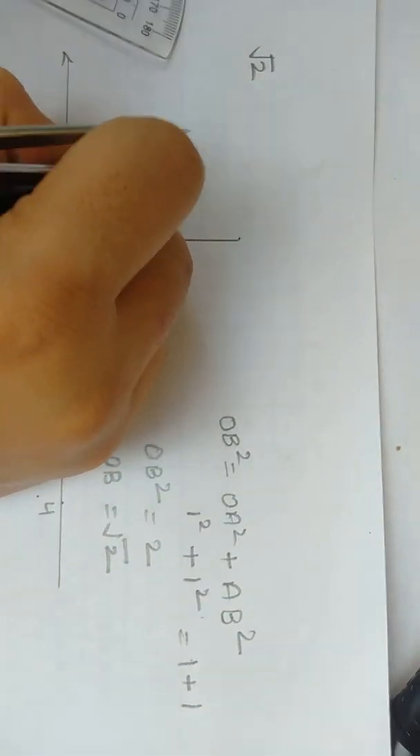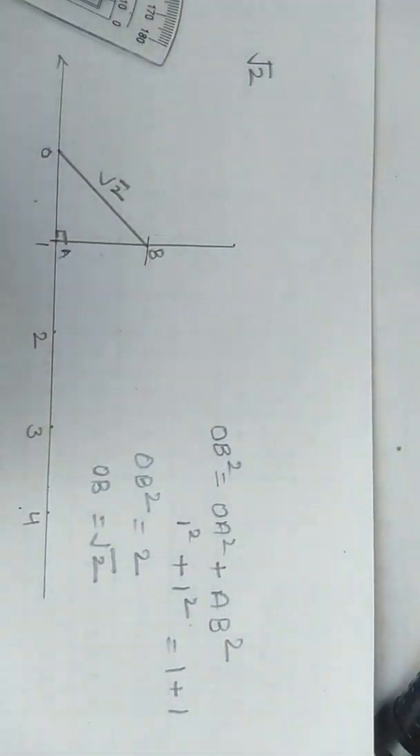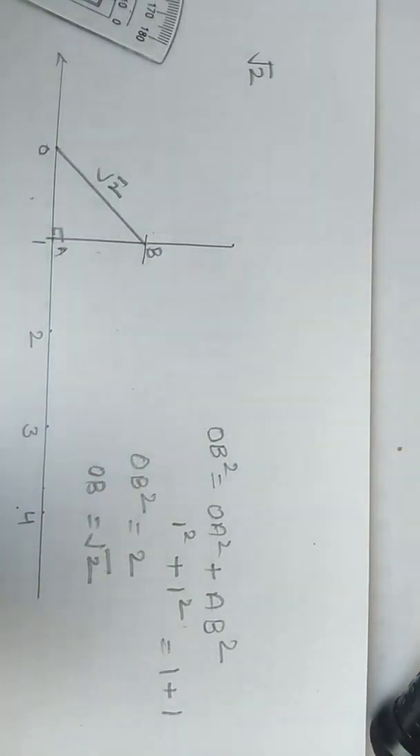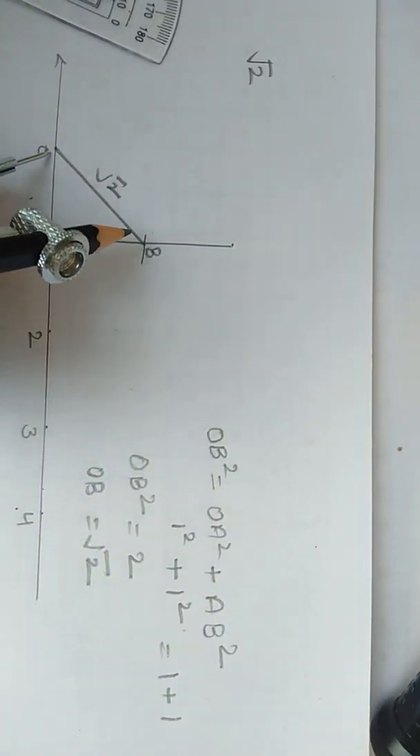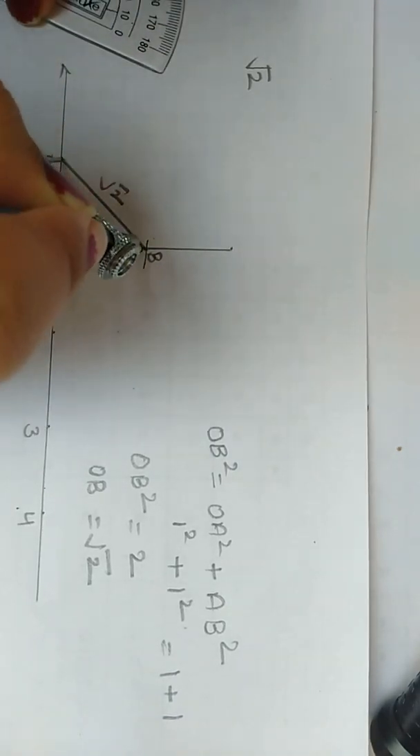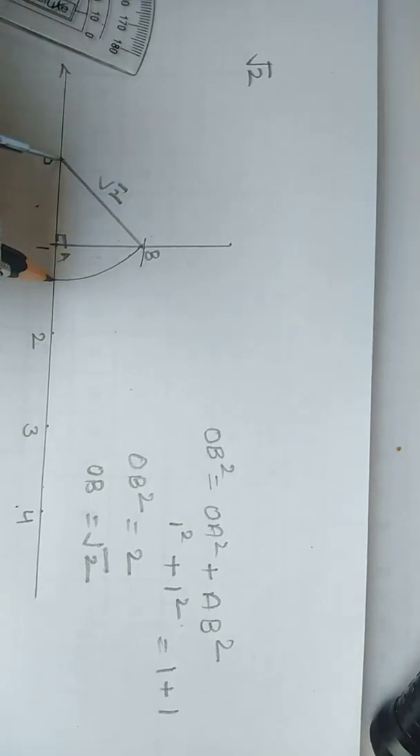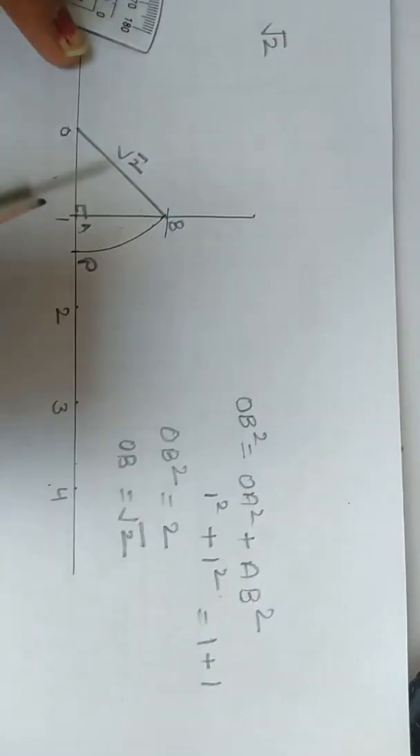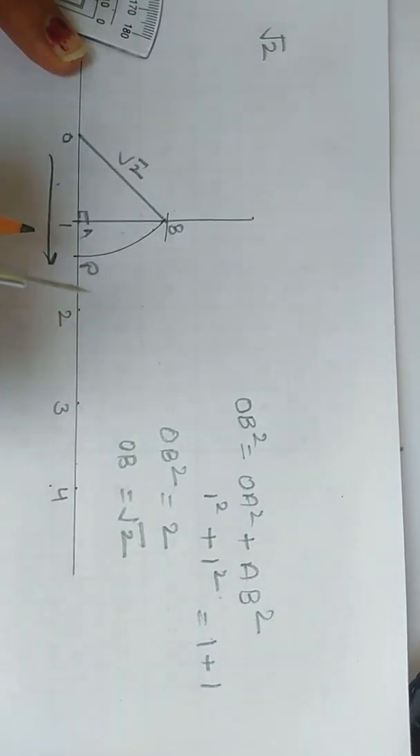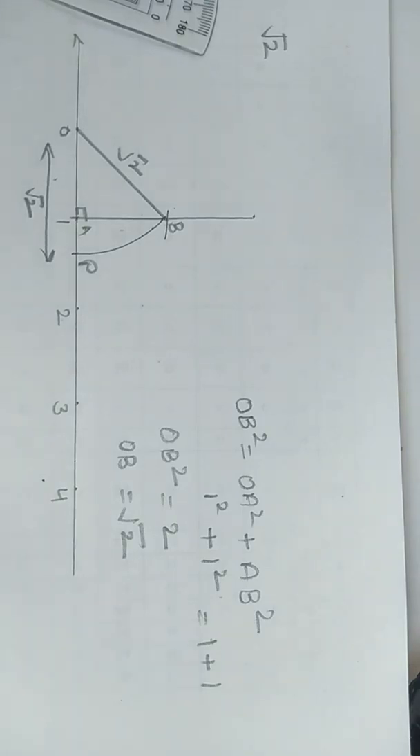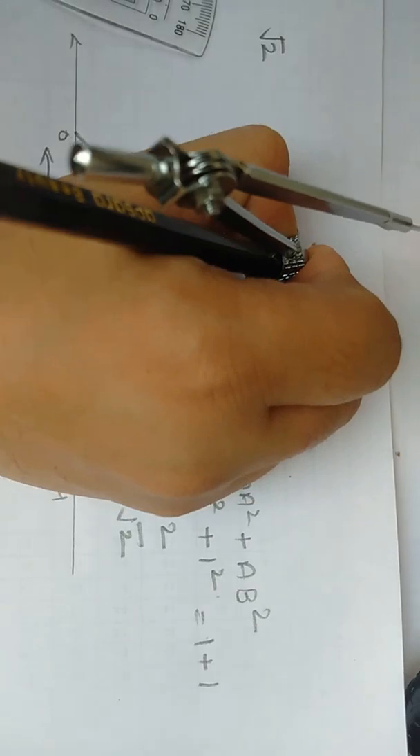This is root 2. Now we have found the root 2 value, but we have to find it on this number line. So we open our arc of OB, then cut or intersect on this number line this way. Now label it as point P. Now we have the value of root 2 on this number line. This is root 2. Now we have to locate root 3 also on the number line.